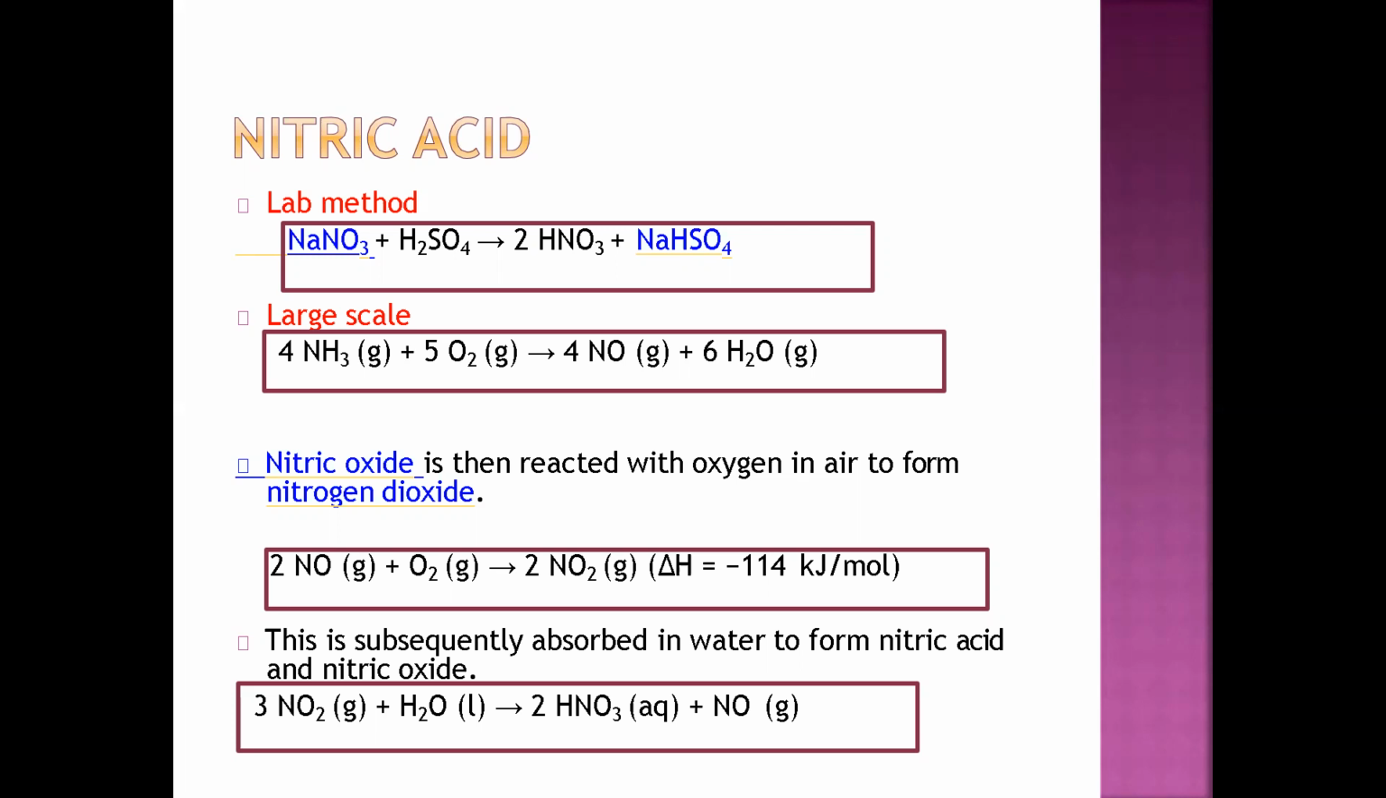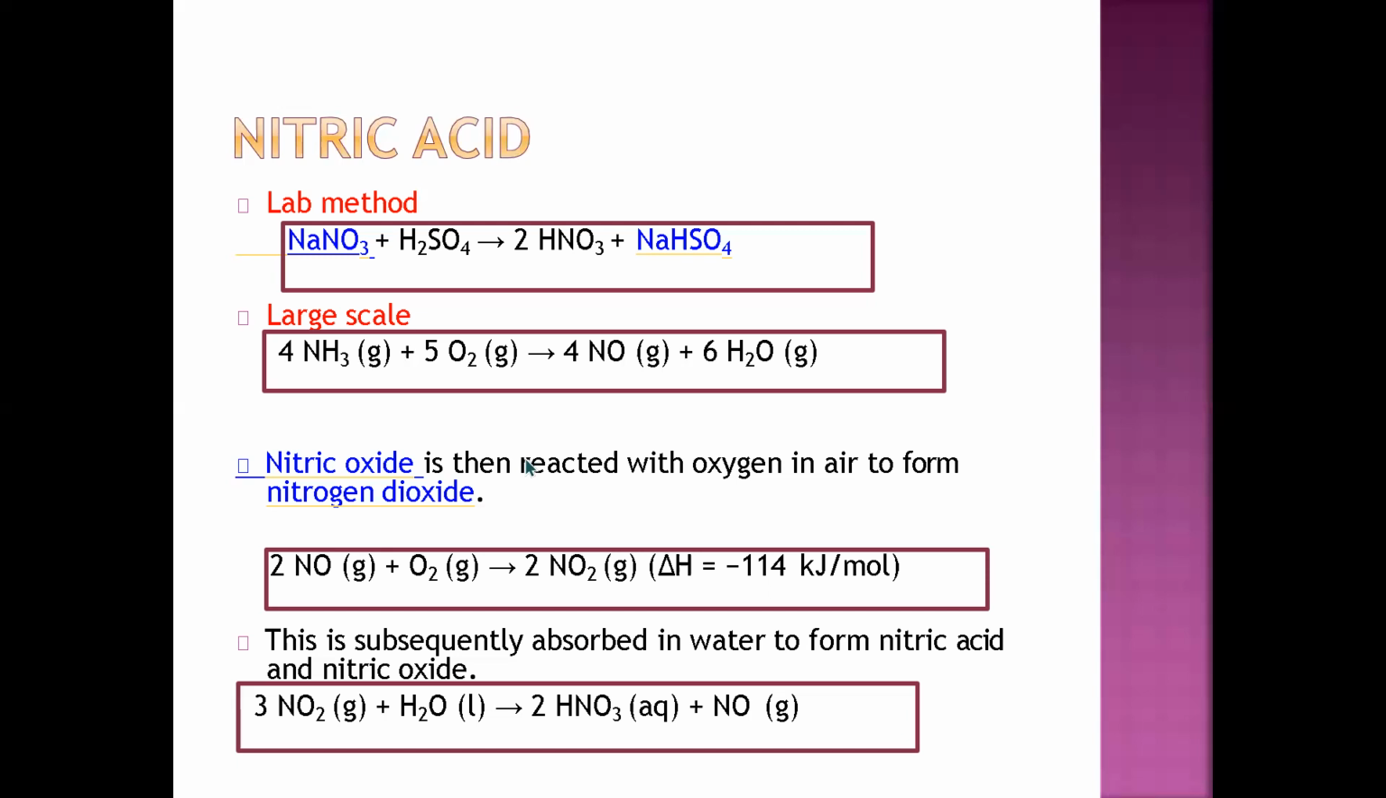This reaction also takes place in the atmosphere. When nitrogen reacts with atmospheric oxygen, we obtain nitrogen monoxide, and when rain comes, this nitrogen monoxide reacts with the water present in the rain and forms nitric acid. So this reaction takes place in the atmosphere too, and on a large scale we follow the same type of reaction to produce it.